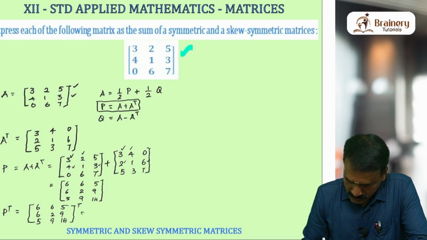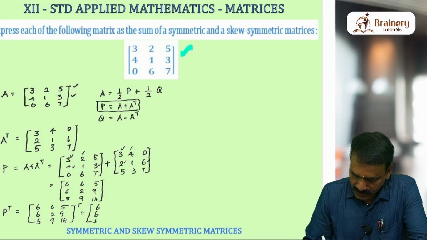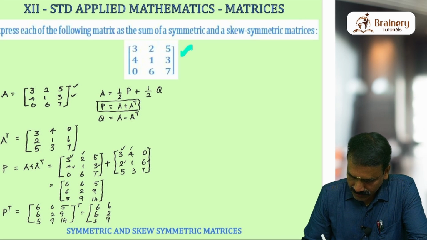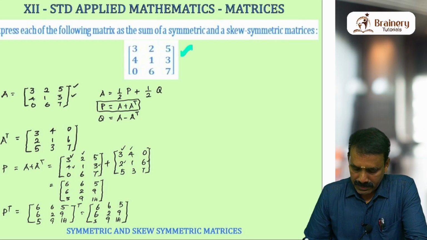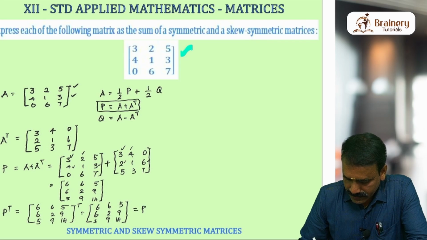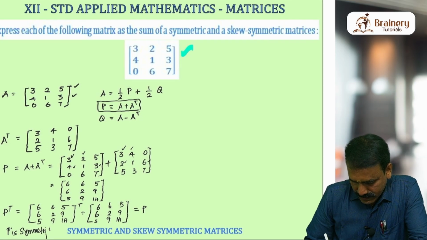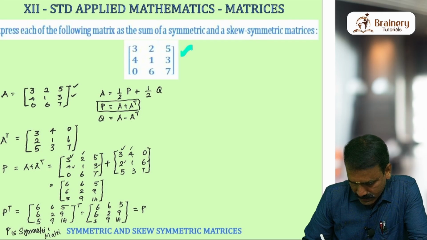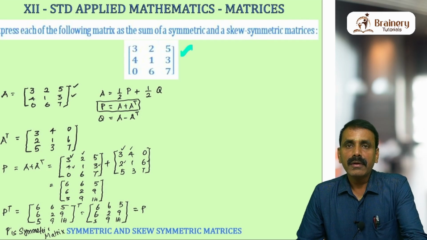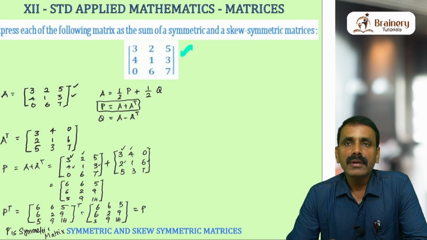transpose, which is equal to, it is going to be again 6 6 5, first row written as first column, second row 6 2 9 written in the second column, third row 5 9 14. You can very well see that there is no change for P. P transpose is equal to P, which implies P is symmetric. So we got the first component of this sum. I found out the first component, the symmetric matrix.